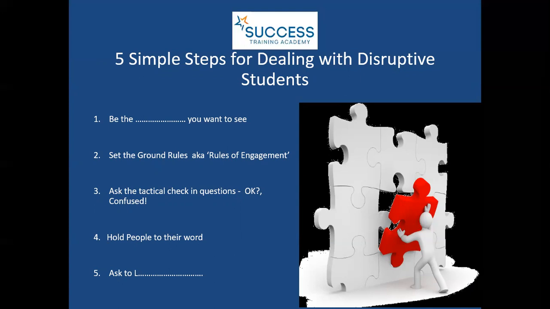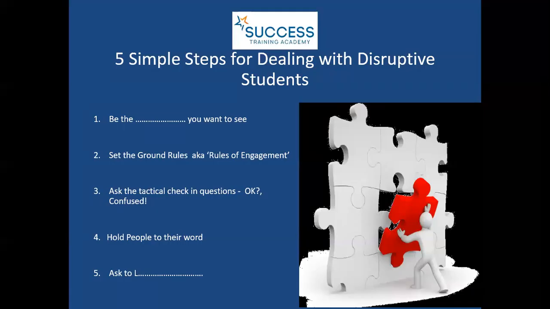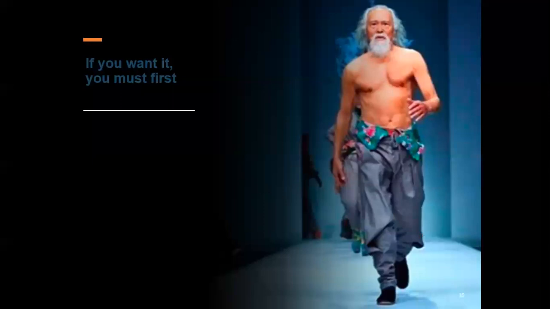Number two is set the ground rules, and we'll talk about that. Number three is ask the tactical check-in questions. Number four is hold people to their word. And number five is ask to leave, okay? So if you want it, you must first be it, okay? Again, really, really important that, number one, be the behavior you want to see, all right? We need to be able to model it, just as I've got on the screen here.